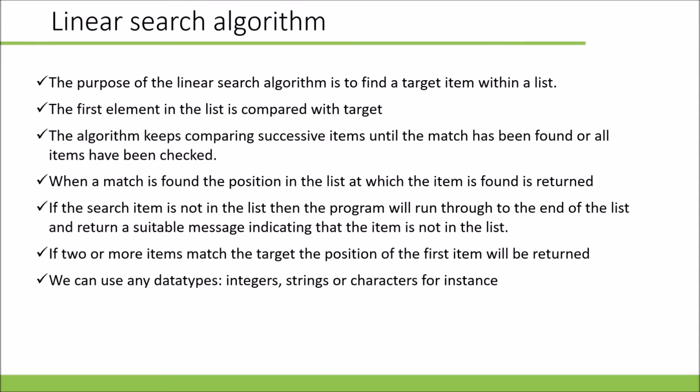If the item has not been found in the list, then the program will run right through to the end and then return some sort of suitable message to indicate that the item hasn't been found. If there are two or more items in the list, the position of the first item will be returned. And we can use any data type, so we can use integers, typically strings or characters within our list and within the items that we're searching for.